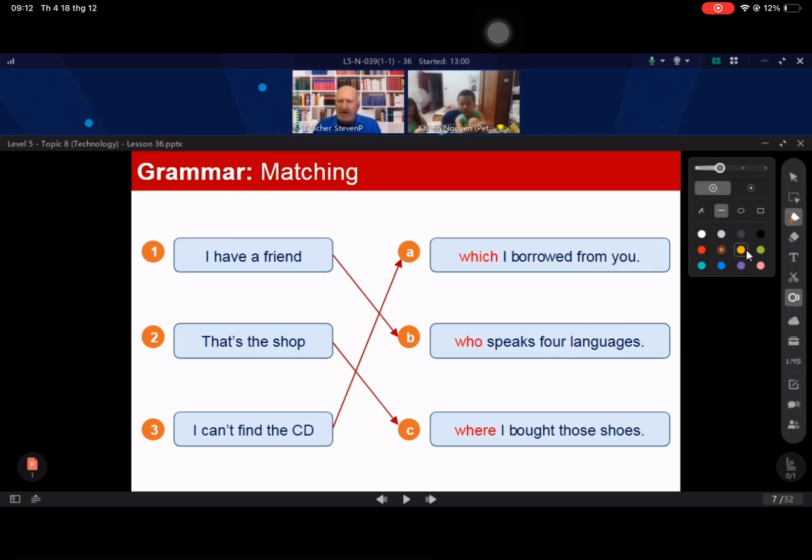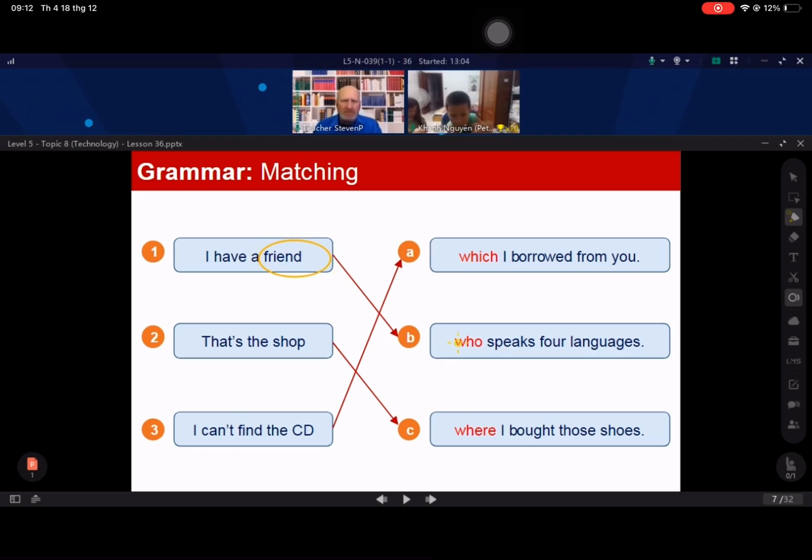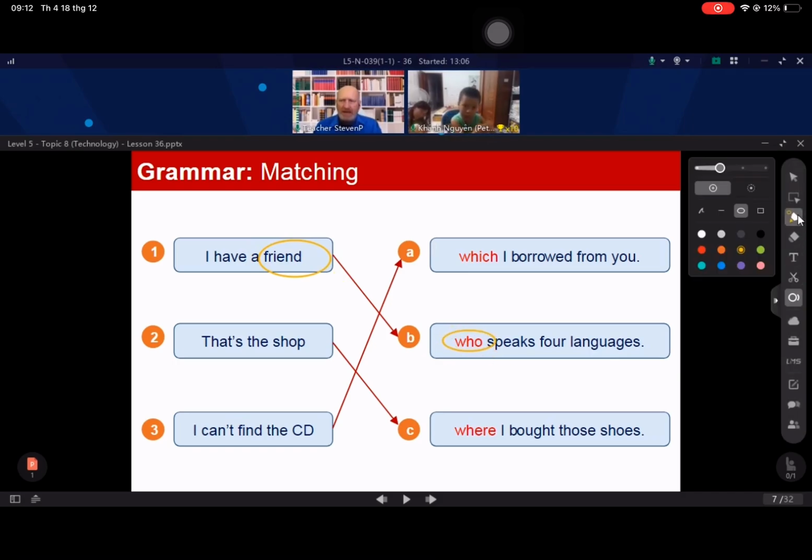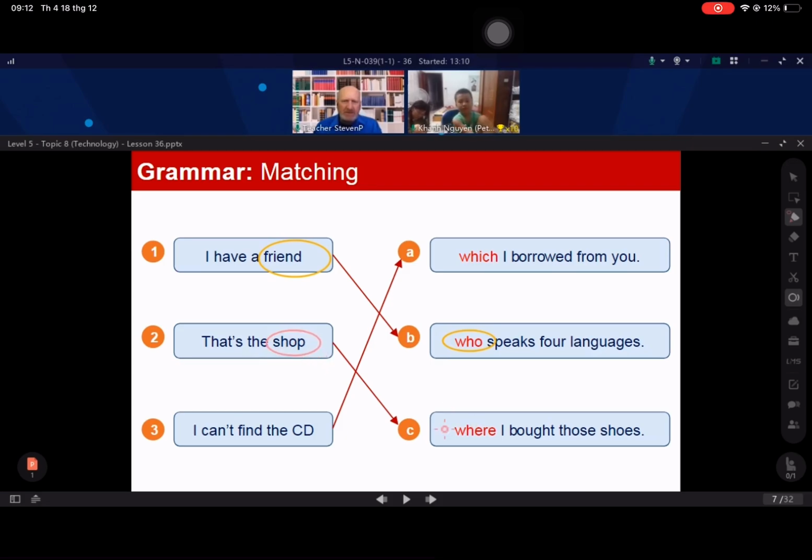So you can see here we have a person, and so we say who, and we have a place, and so we say where, and we have a thing, and so we say which. Very nice. Well done. Okay, so Peter, let's try the next one.